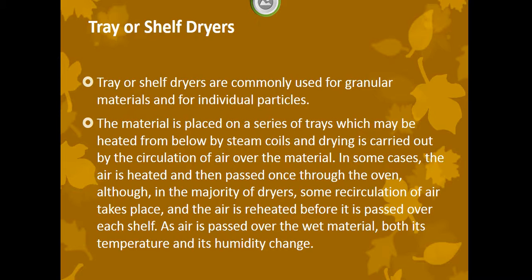These tray or shelf dryers are commonly used for granular materials and for individual particles. The material is placed on a series of trays which may be heated from below by steam coils, and drying is carried out by the circulation of air over the material. In some cases the air is heated and then passed once through the oven, although in the majority of this type of dryer, some recirculation of air takes place. The air is reheated before it is passed over each of the shelves that contains the material to be dried. As air is passed over the wet material, both its temperature and its humidity are expected to change.